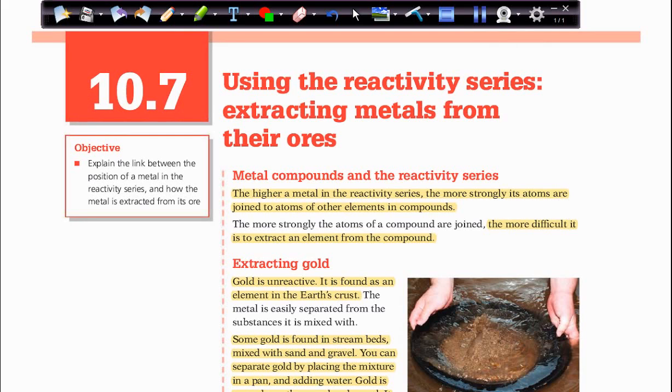In aluminium oxide, aluminium atoms are joined to oxygen atoms more strongly than iron atoms are in iron oxide. So this is the meaning of higher metals in the reactivity series, because aluminium comes above iron in the reactivity series. And the more strongly the atoms of a compound are joined, the more difficult it is to extract an element from the compound.